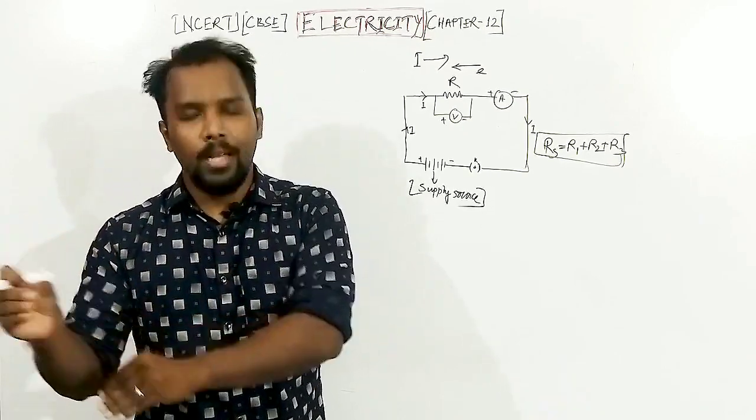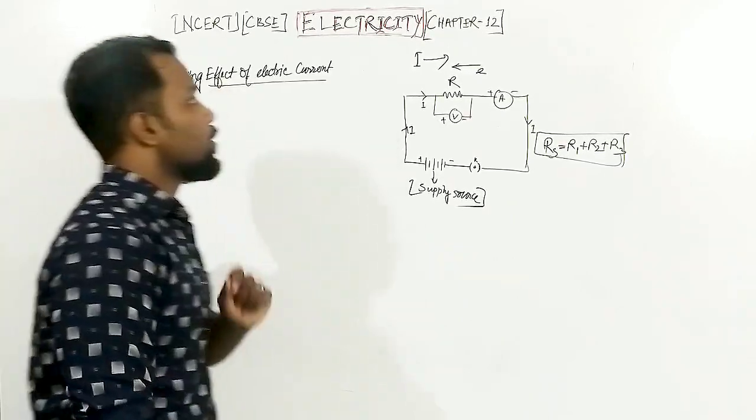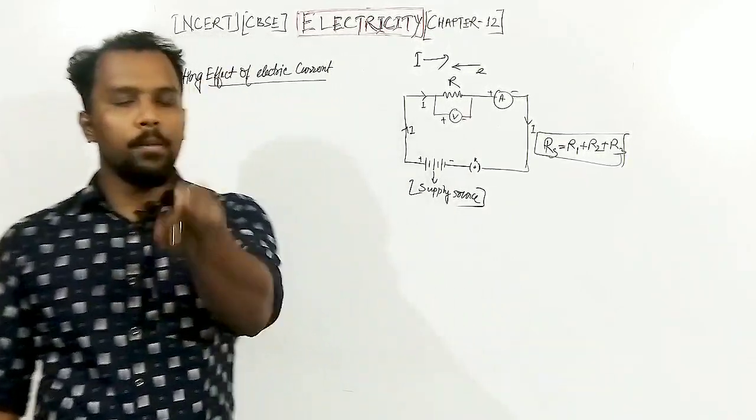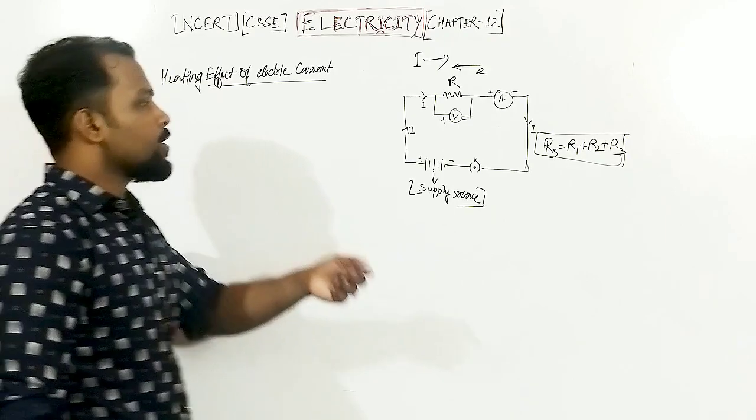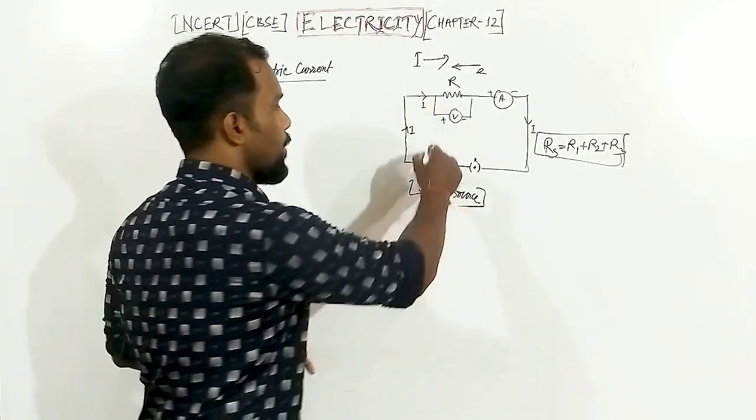Heating effect of electric current. So our topic is what? Heating effect of electric current. What actually happened in this case? We have to use some mathematical relations. We will consider that in this circuit, one potential difference, that is V, is applied.